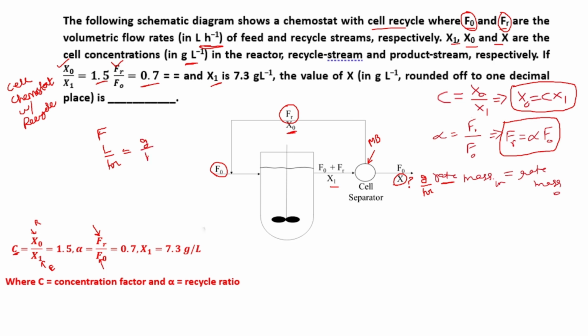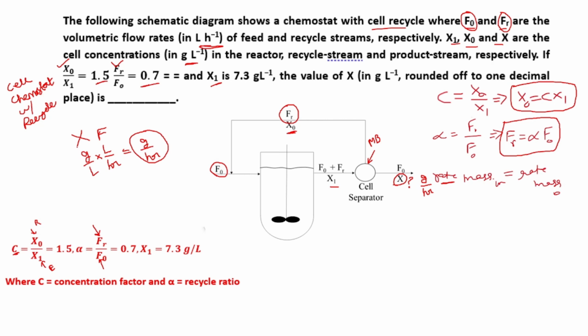So what should you multiply with liters per hour? To get grams per hour, you should multiply something in grams per liter. If you multiply something in grams per liter with liters per hour, this flow rate quantity, you will get grams per hour, which is our desired unit. Now what is this grams per liter quantity? This is actually any cell concentration that you take.